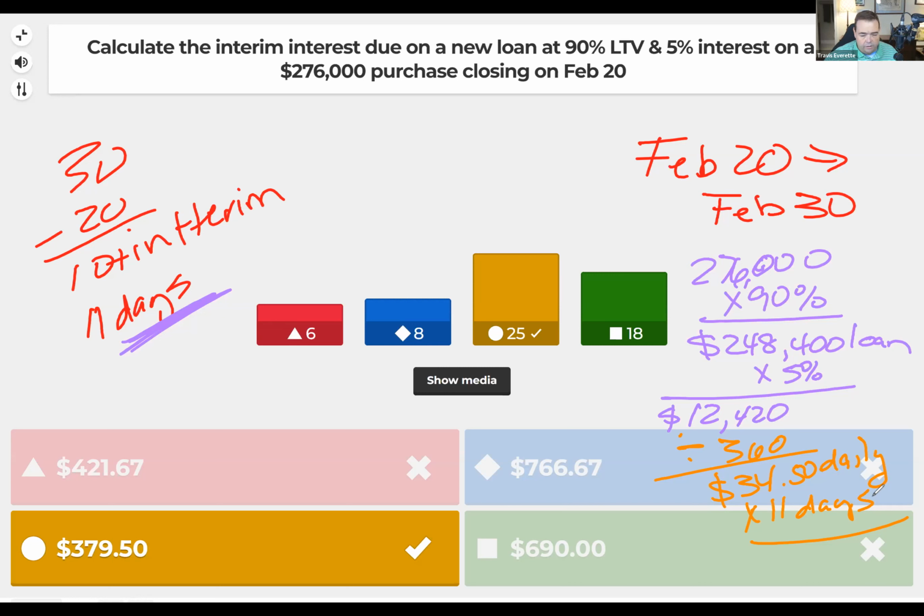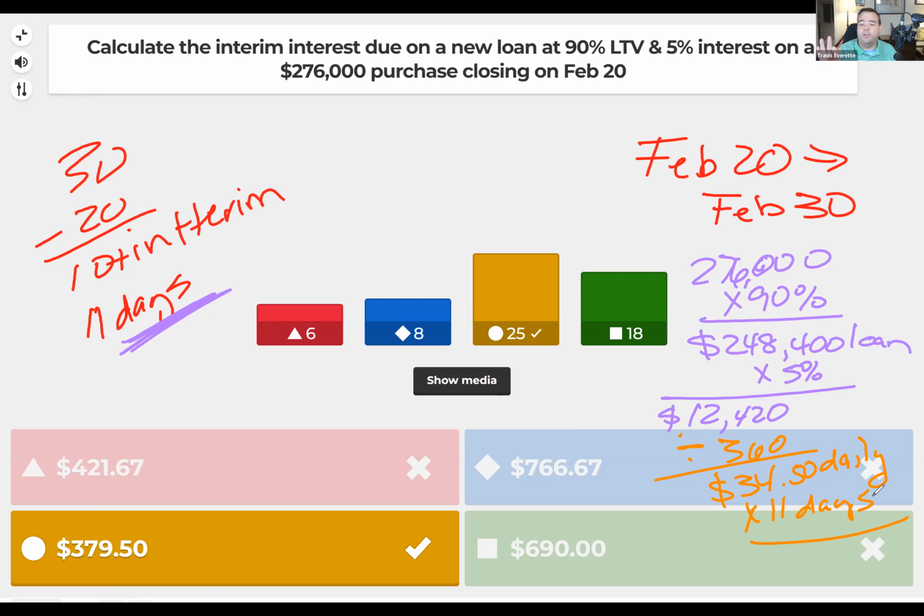379.50 minus 34.50 means you came up with 345. Wasn't the gold one still the closest answer? Yes. So why didn't you pick that one? I just thought I did something wrong because it wasn't close enough. And you did do something wrong. You didn't count the one day.